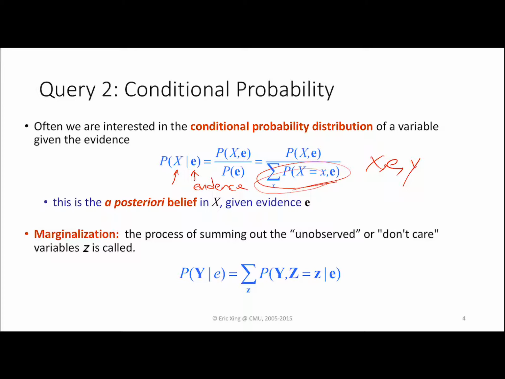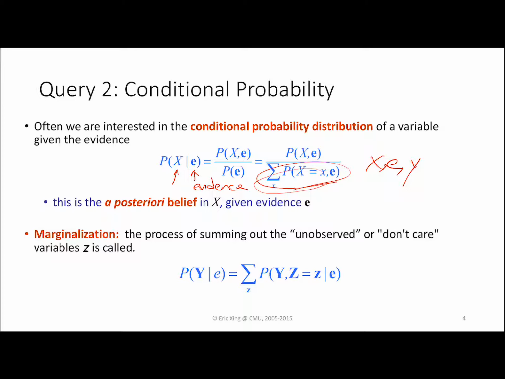Computing the conditional probability distribution is very general, but that's what is referred to in statistics as computing the posterior probability of one random variable given the evidence. So given the model and given the data, give me the posterior. That's what these kinds of queries that we are talking about are.